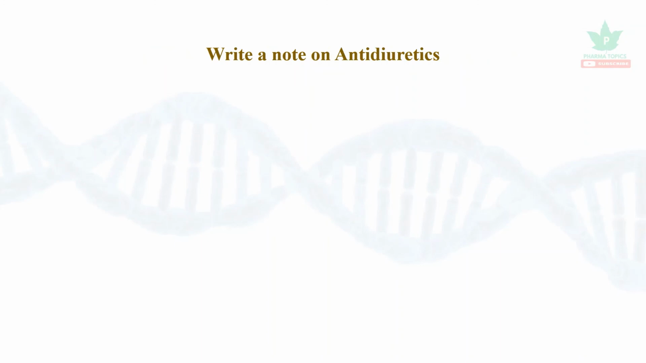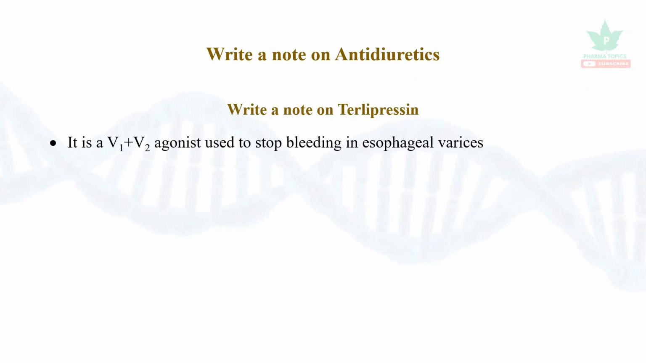Then antidiuretics. First is terlipressin. It is a V1 and V2 agonist. V1 receptors are present in the blood vessels, and V2 in the renal tract. It's used to stop bleeding in the esophageal varices.